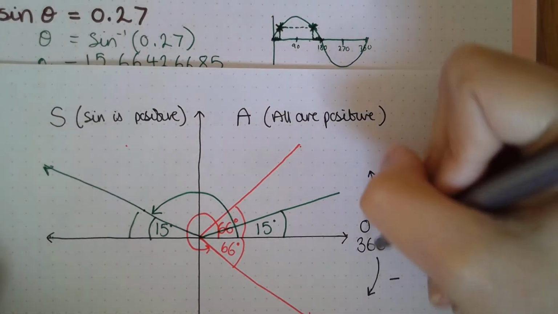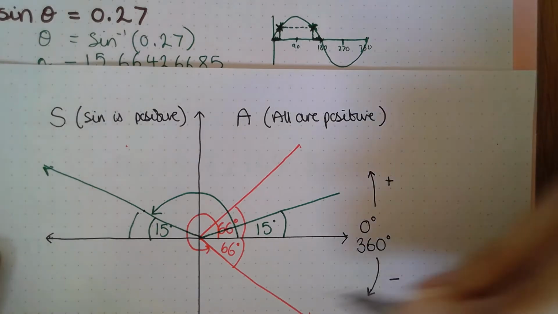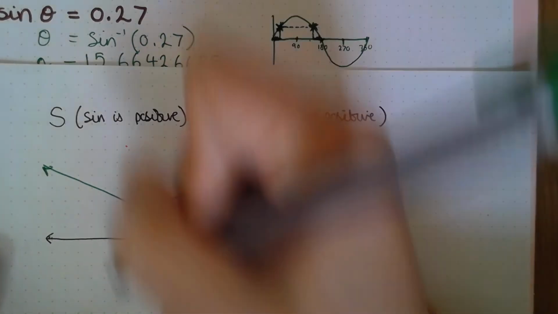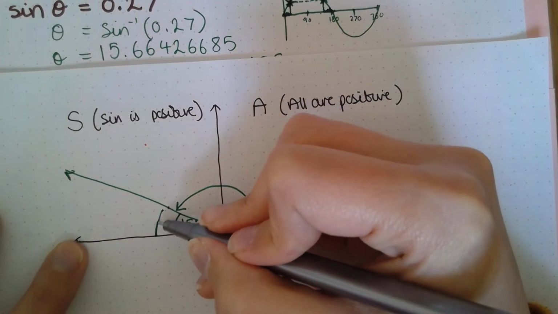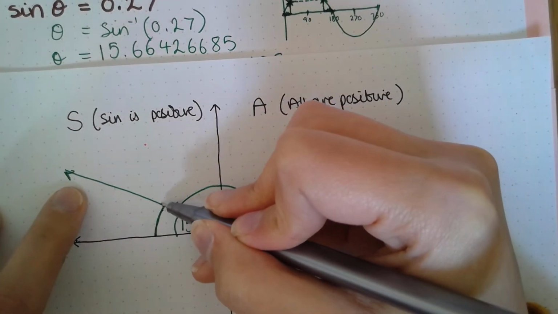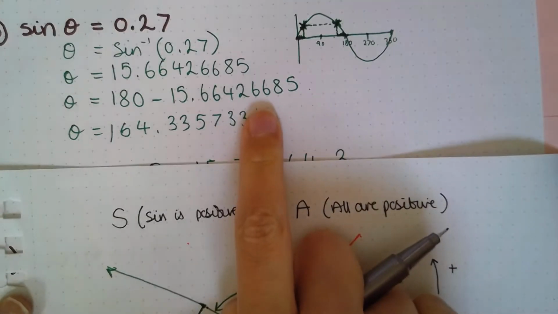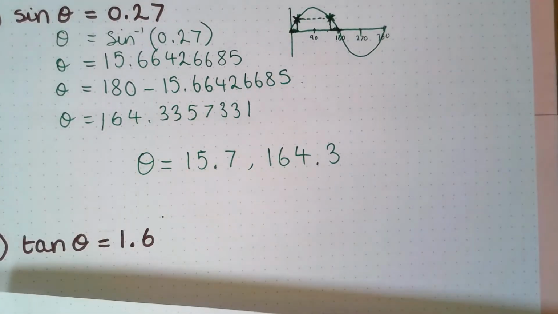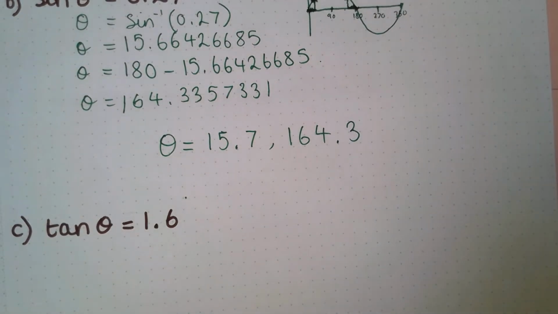Remember, if you're going that way around clockwise, it's negative, whereas if you're going anti-clockwise, then it's positive. So we're doing 180 take away the 15 to get to our other value, which we've done earlier on, which gives us 164.3.